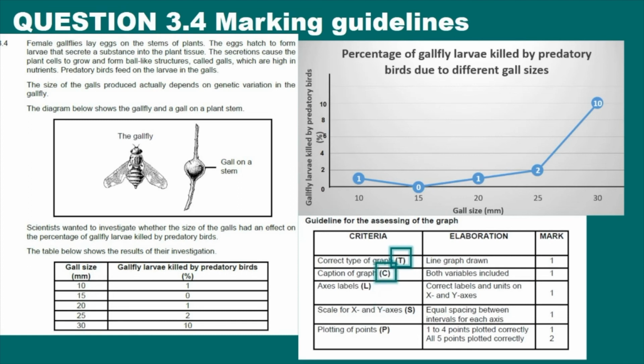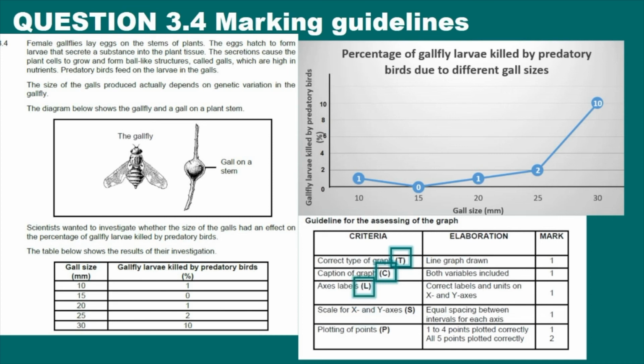C is for the caption. So in the caption, you have to mention your independent and dependent variable. So if we have a look here, they say the percentage of gullfly larvae killed by the predator. So that is your dependent variable. And then due to the size of the gull, and that is going to be your independent variable.